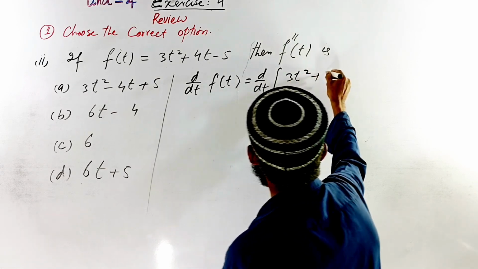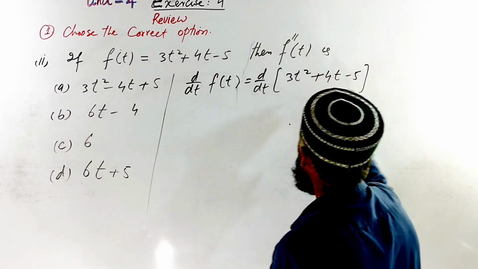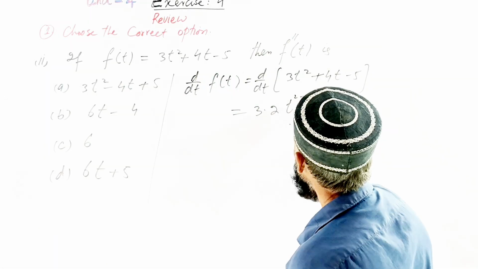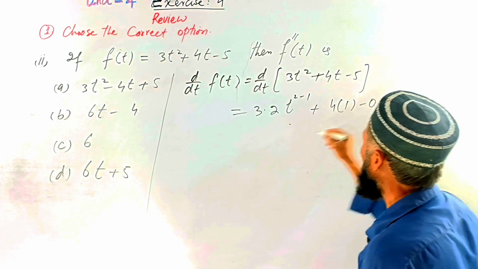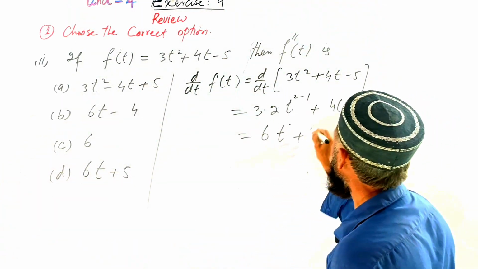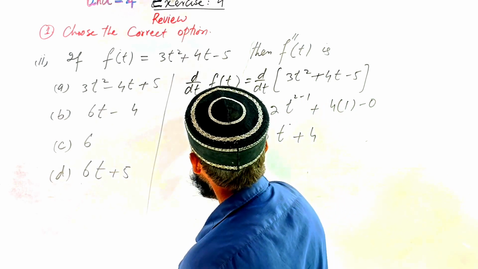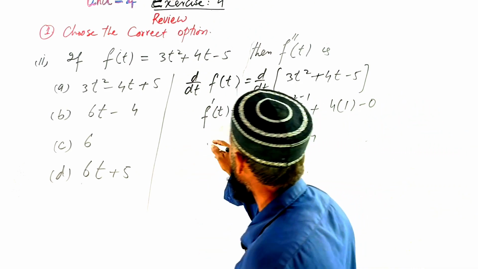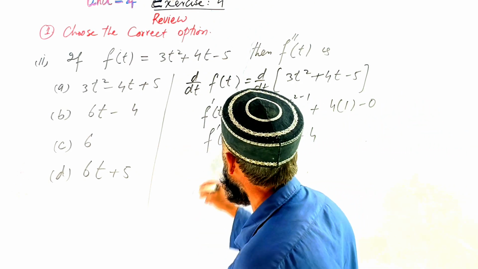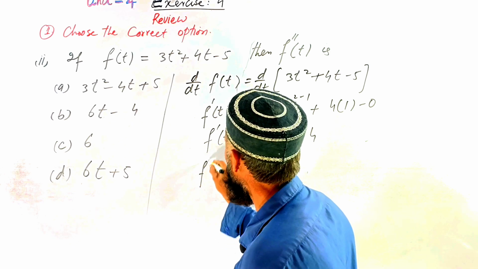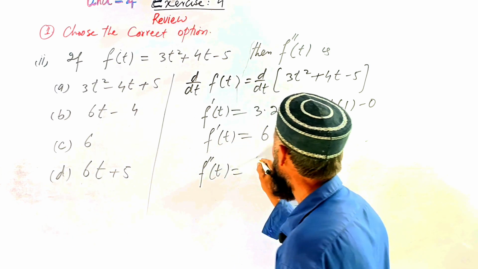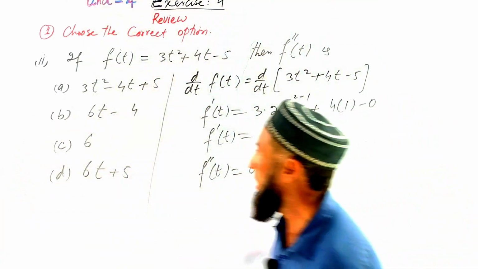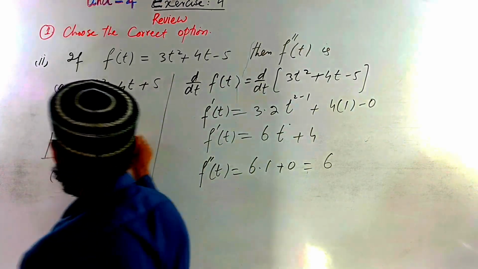square plus 4t minus 5. So here 3 is constant, we take it outside, and here we are using the power rule, plus 4 into 1, minus 0. Here we get 6t plus 4. This is the first derivative, dy by dt, f dash t. Again differentiating with respect to t. Again differentiating this function, we write f double dash t is equal to 6, and 2t derivative is 1, plus 4 derivative 0, is equal to 6. Option C is the correct option.